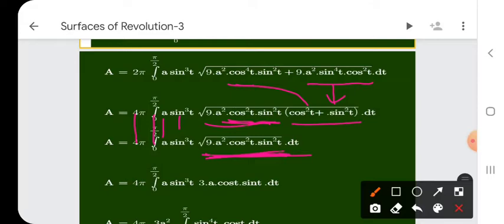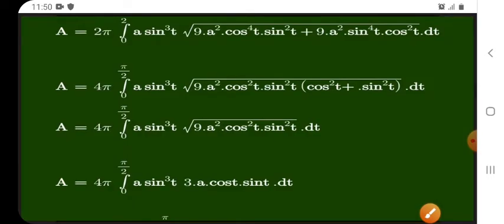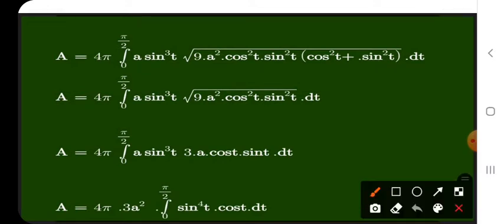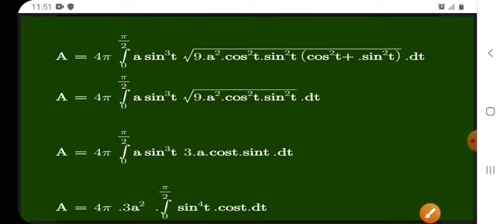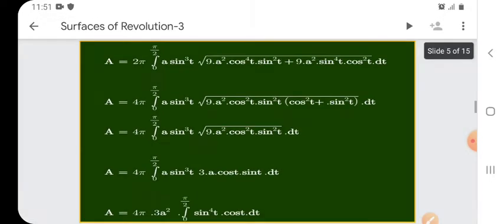Now I apply the root. Now I take the root out. 4 pi integral 0 to pi by 2 a sin cube t. Root 9 means 3, root a square is a, root cos square means cos, root sin square means sin, and dt. Next, here we have sin cube into sin means sin power 4t cos t dt. This is the simplification of the given equation. Now we integrate this one.